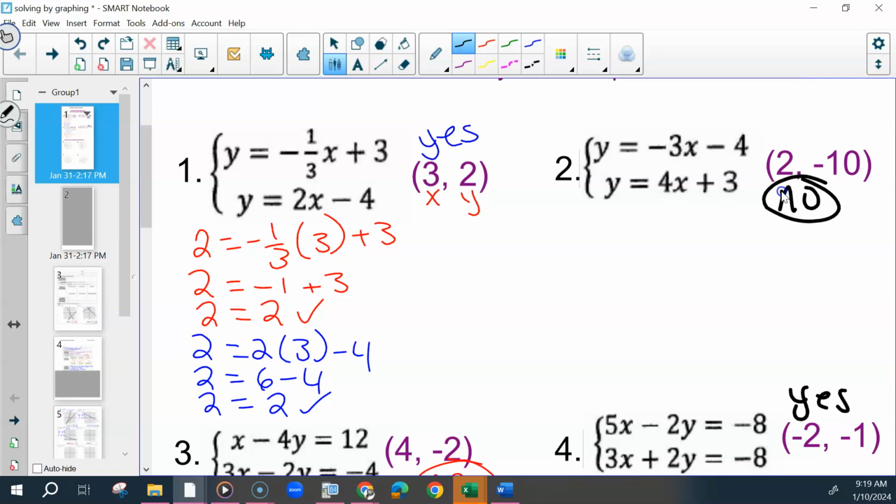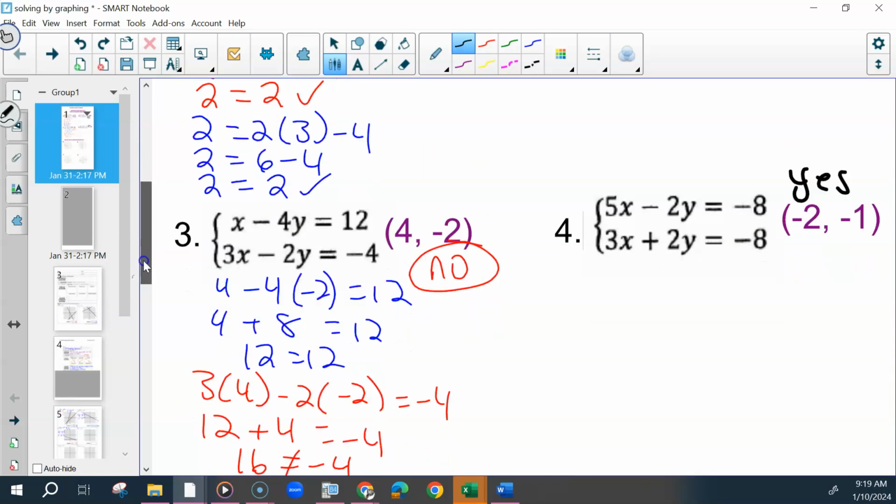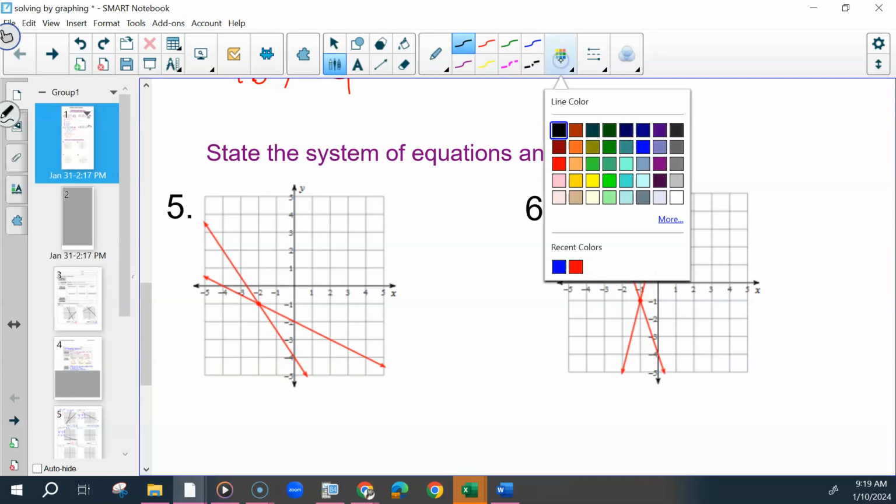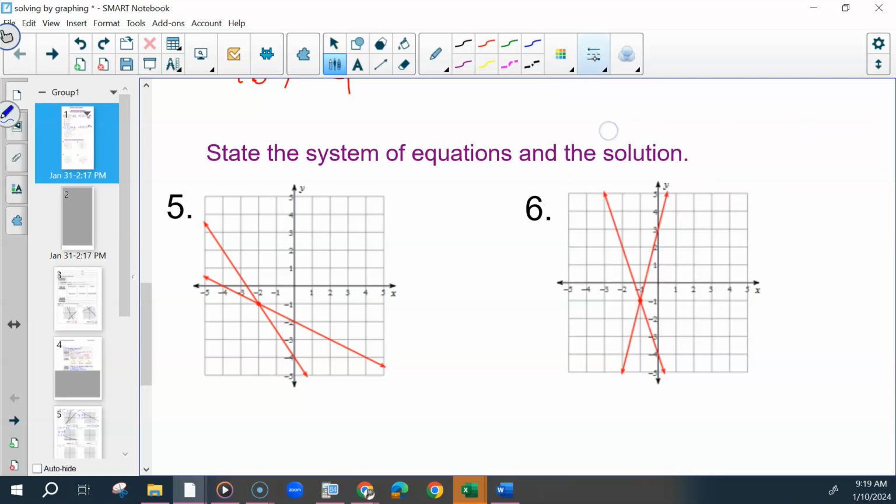Okay, go on to the very last one. I'm sorry, we're not done with this yet. Review number 5, and then we're going to go to the last page. In this one, we're not going to do many of these because it's really the same. We have to state the system and the solution. It does not matter the order. So what would the solution of number 5 be?